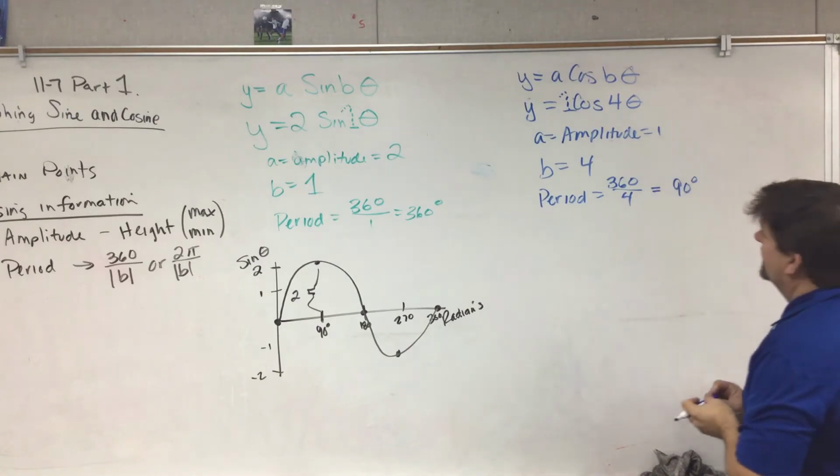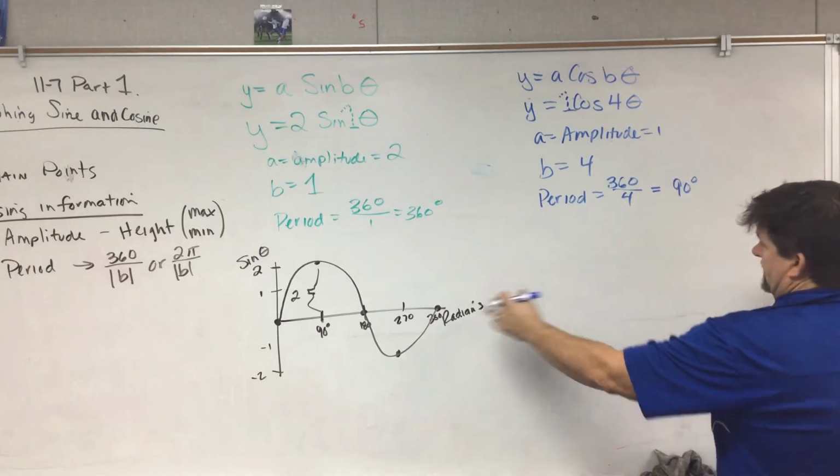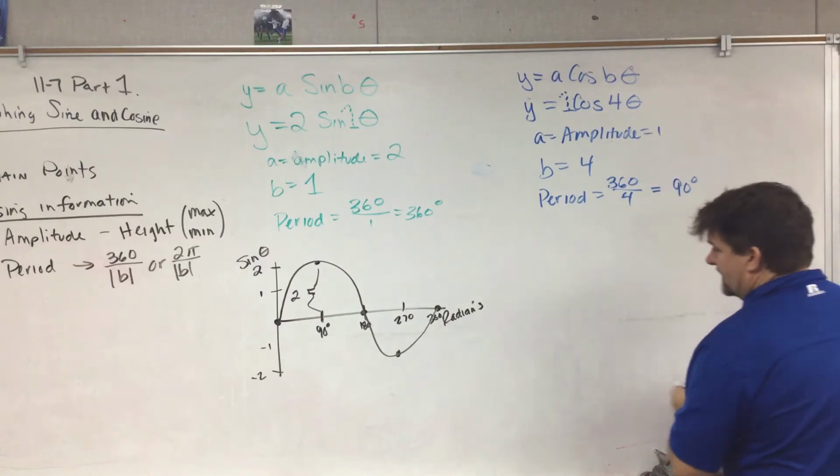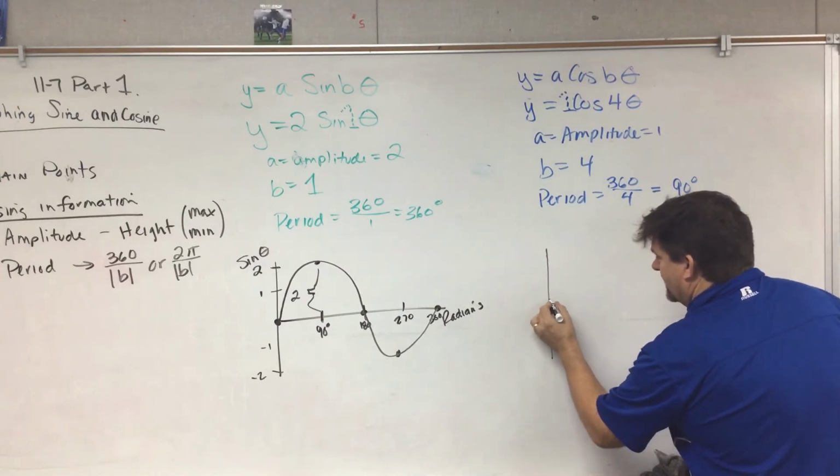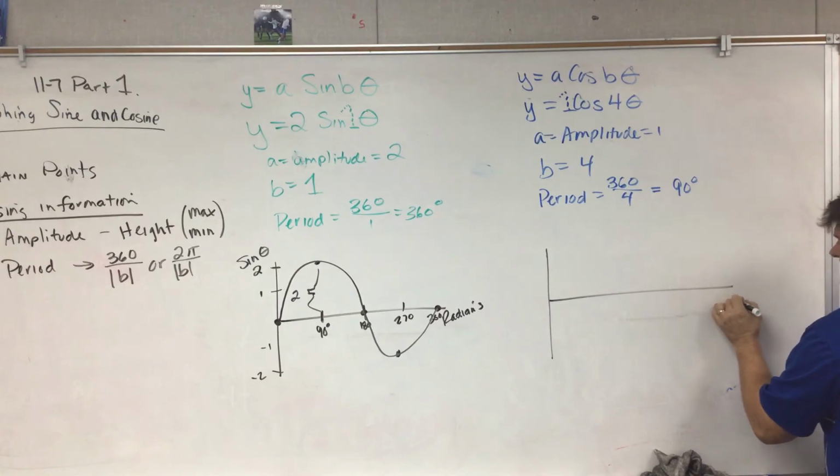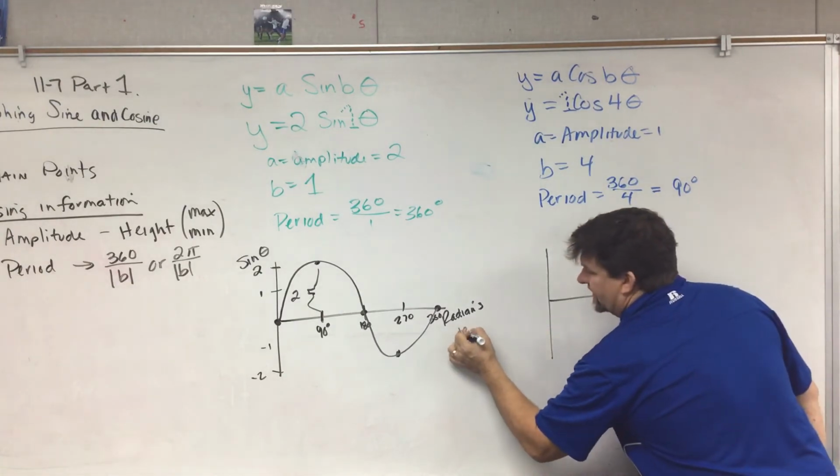So now this thing is no longer 360 degrees long. It shrunk it. So let's look at this again. This is my radians or degrees. Oh, that should have been degrees. I put it in degrees.